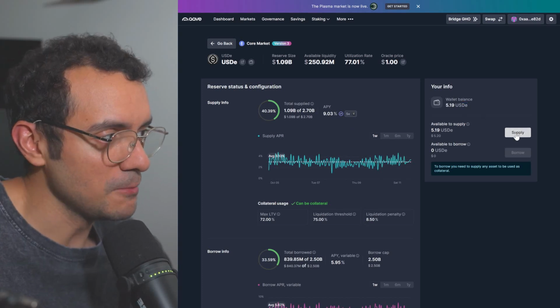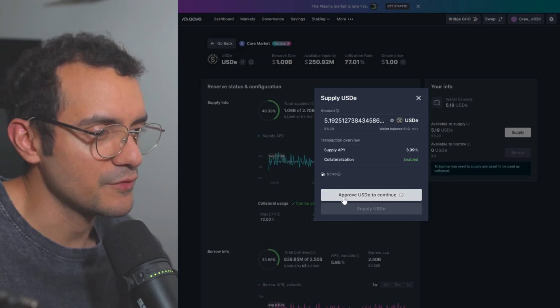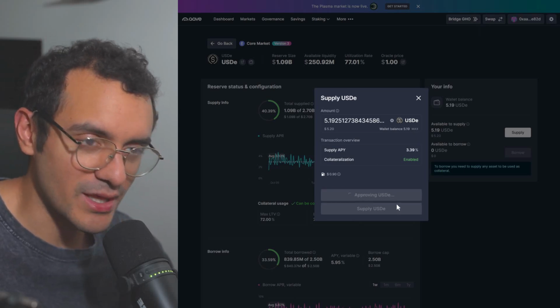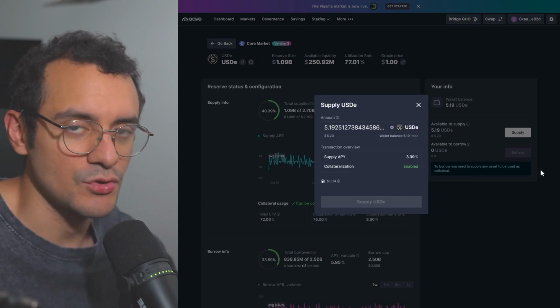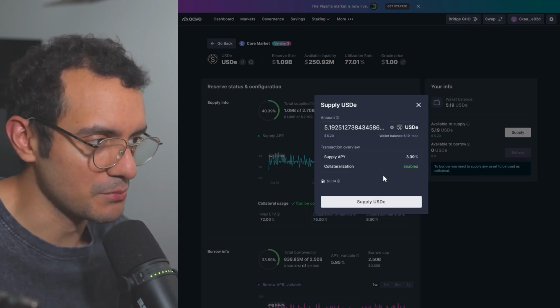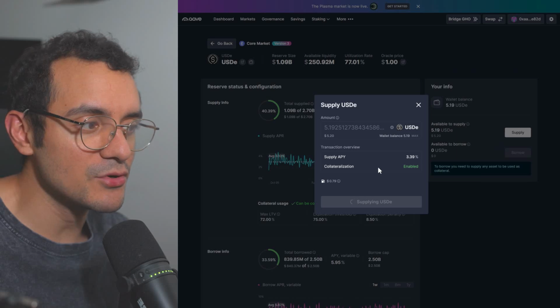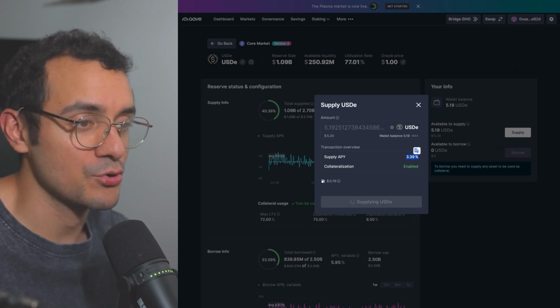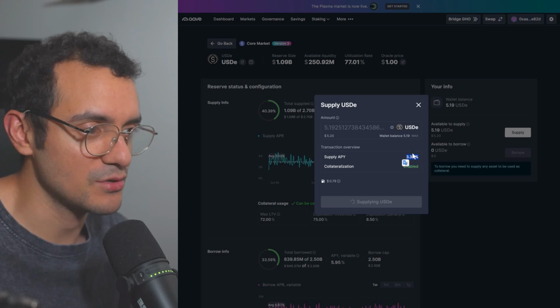We're going to hit supply. Let's hit max and approve USDe to continue. Once you approve your USDe, now you can supply your USDe. So you have to first approve and then supply. So remember, let's click supply. And remember that these tokens are going to produce 3% per year. Okay, 3% per year on the supply.